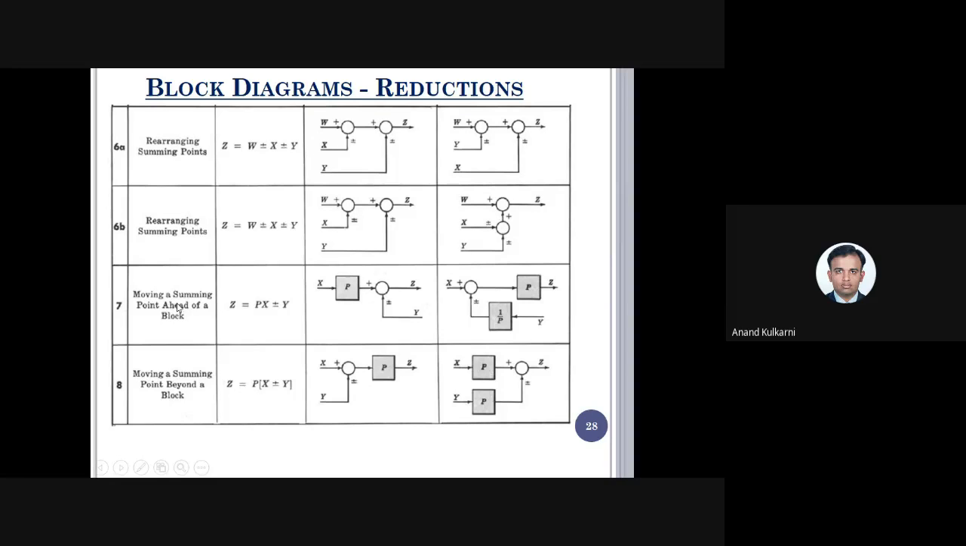Then moving a summing point ahead. If you see moving the summing point ahead, when we are taking it here, we are allowed to multiply. When we are moving ahead beyond the block, we are going to multiply it.